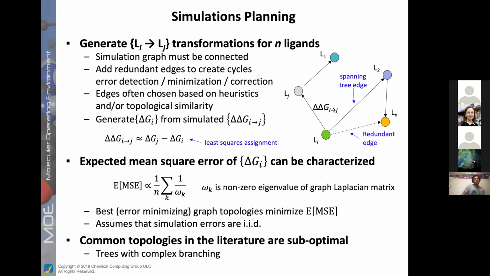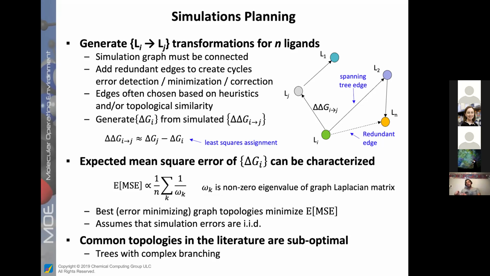So let's look at the simulation planning. Simulation graphs are there to not only predict the absolute relative energy of binding, but also to reduce error. So we add redundant edges to create cycles, which allows for error detection, minimization, and correction. And these edges are actually chosen by heuristics or topological similarity.